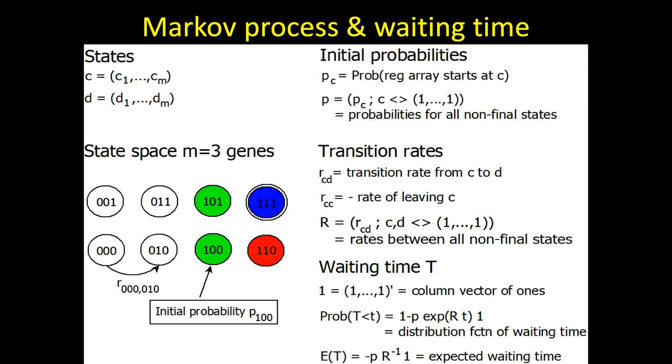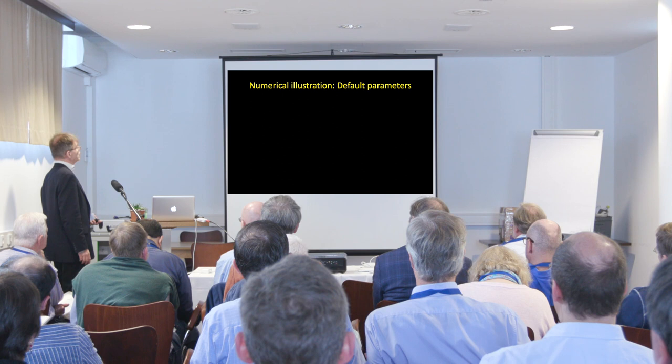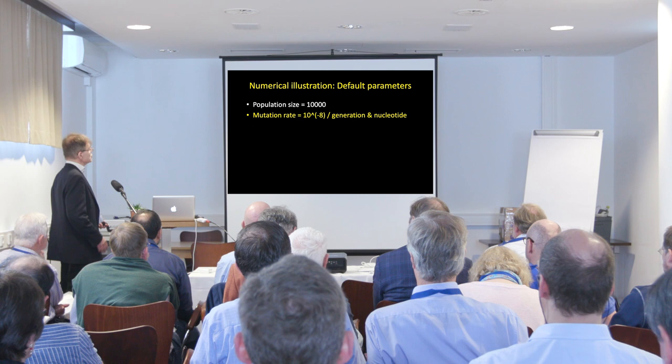That requires a lot of work because it depends on all the models of the parameters, and there are many models. So now I will put them to default values and give numerical examples of waiting times. And then we will vary one or two at a time, just to give a flavor of what is happening. So our default parameters: population size, or effective population size, of 1,000, mutation rate 10 to the minus 8 per generation and nucleotide. Do we allow back mutations?